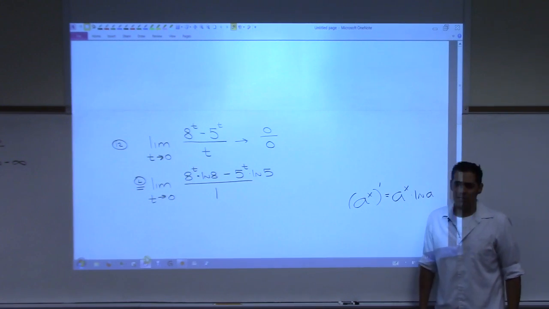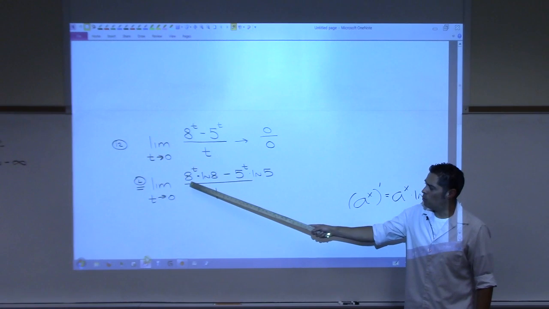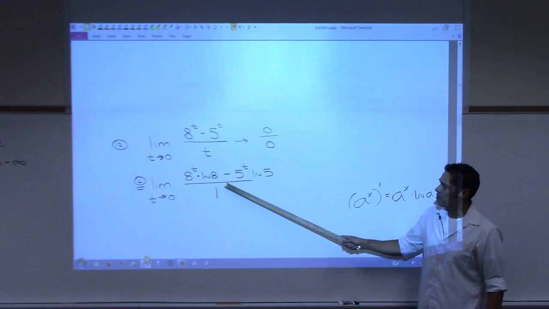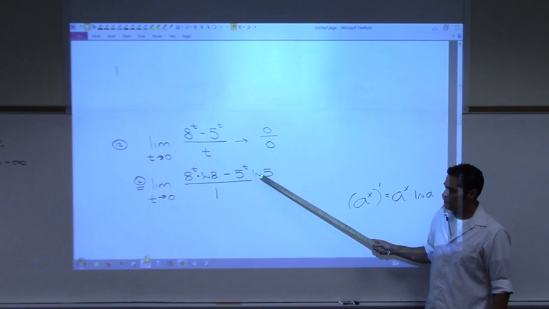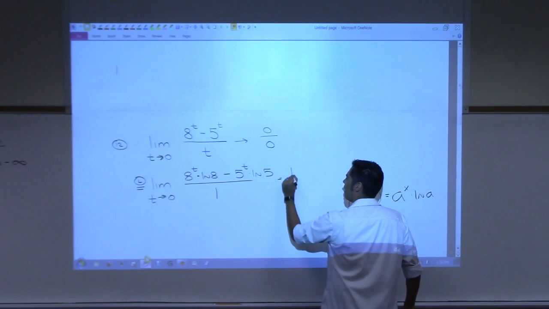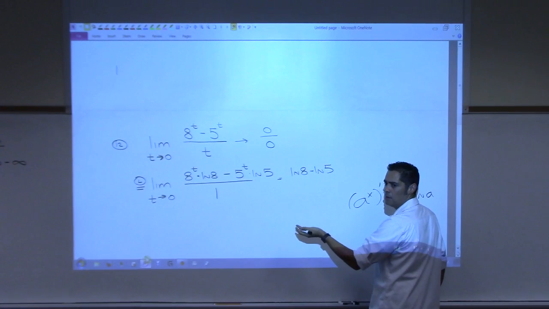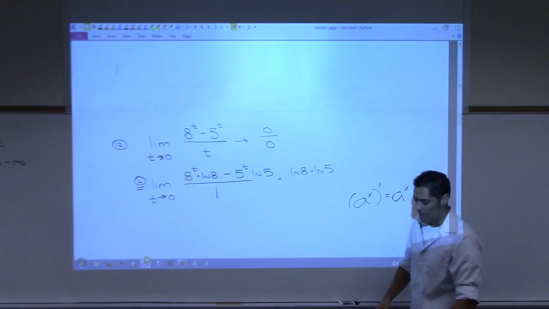Let's let t go to 0. What's 8 to the 0? 1. 1 times natural log of 8 is natural log of 8. Minus 5 to the 0, 1 times natural log of 5. It's natural log of 5, right? So the top is headed towards natural log of 8 minus natural log of 5, and the bottom is just 1. So that's the answer. You want exact answers? Yes, we'll leave it exact.